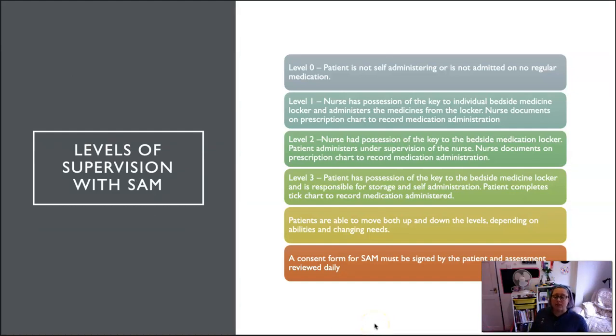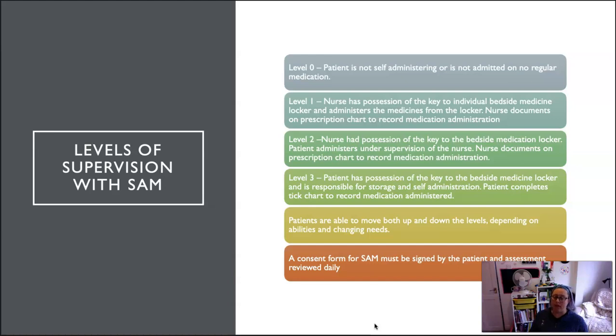There's a couple of levels that we have to think about of supervision with self-administration of medication. So level 0, the patient is not self-administering or not admitted on any regular medication. Level 1, the nurse has possession of the key to individual bedside medicine lockers and administers the medication from the locker. The nurse documents on the prescription chart to record the medication administration.